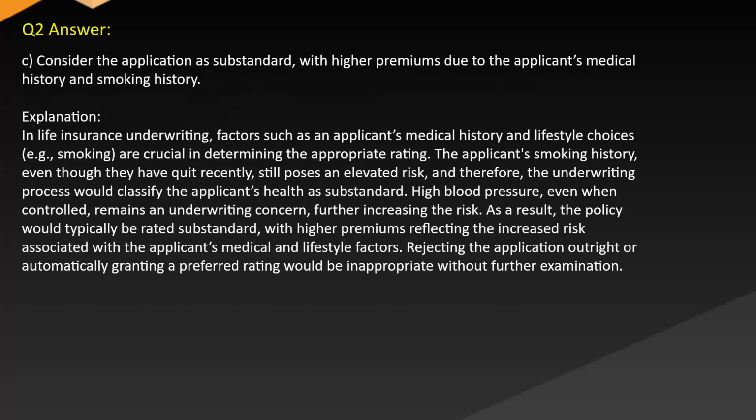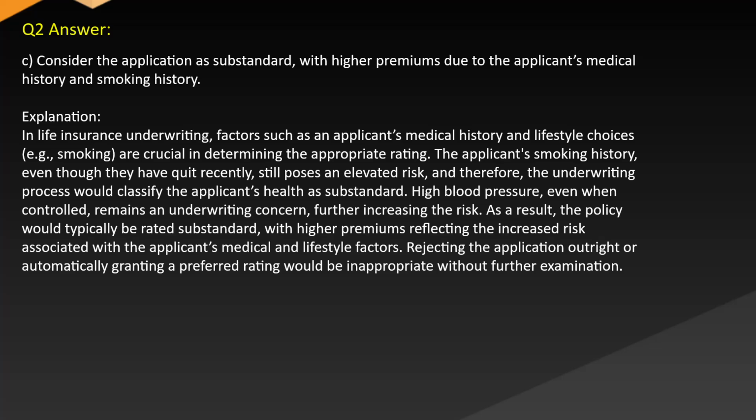Answer: C. Consider the application as substandard with higher premiums due to the applicant's medical history and smoking history. Explanation: in life insurance underwriting, factors such as an applicant's medical history and lifestyle choices, e.g., smoking, are crucial in determining the appropriate rating. The applicant's smoking history, even though they have quit recently, still poses an elevated risk, and therefore the underwriting process would classify the applicant's health as substandard.